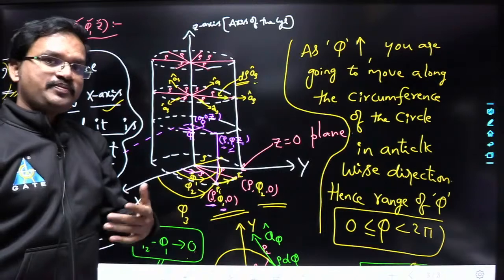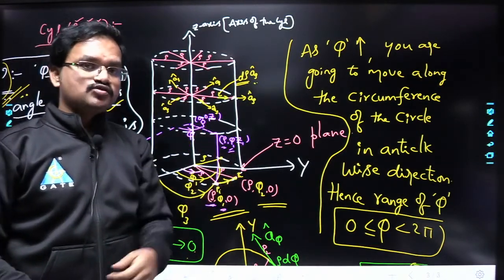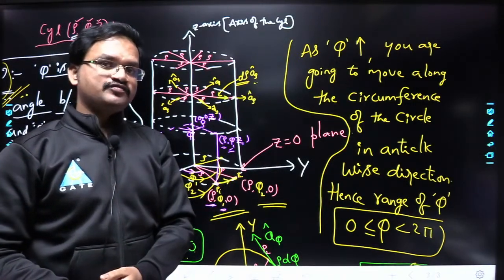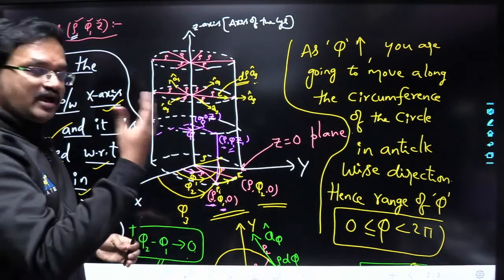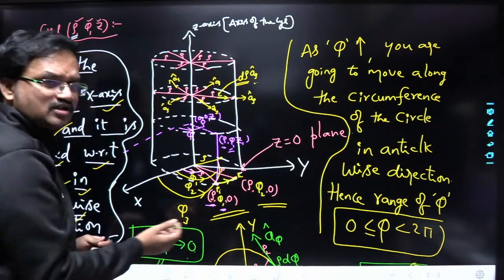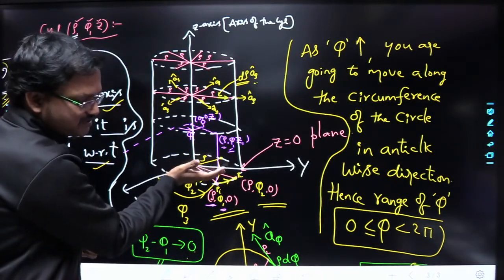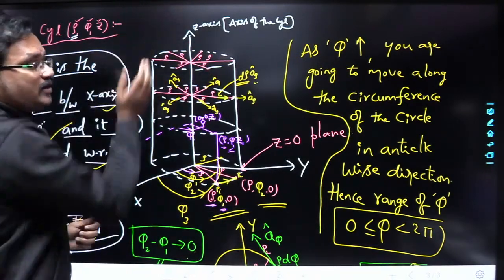So that means z represents what here? As z varies, the height of the cylinder is going to change. You can increase the height of the cylinder in the upward direction, or in the downward direction also. You can increase the height by extending the cylinder downward or by extending it upward.